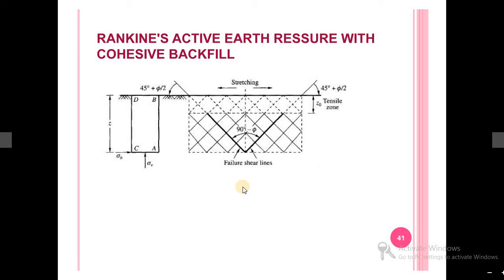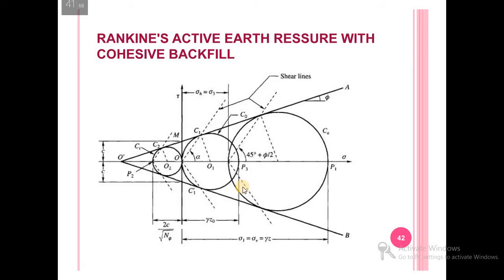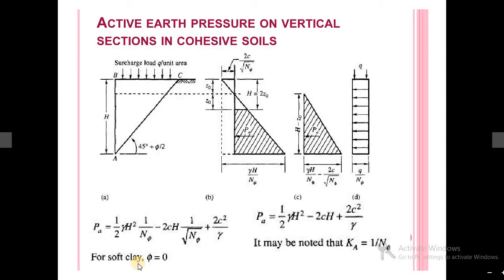Now we'll be discussing the Rankine's earth pressure with a cohesive backfill. As we have already assumed in the Rankine's theory that the backfill will be cohesionless, now this will be the part where we'll be discussing the active earth pressure with the cohesive backfill. So as we know, sigma 3 is equal to sigma 1 tan square (45 plus phi by 2) minus 2c tan (45 plus phi by 2).